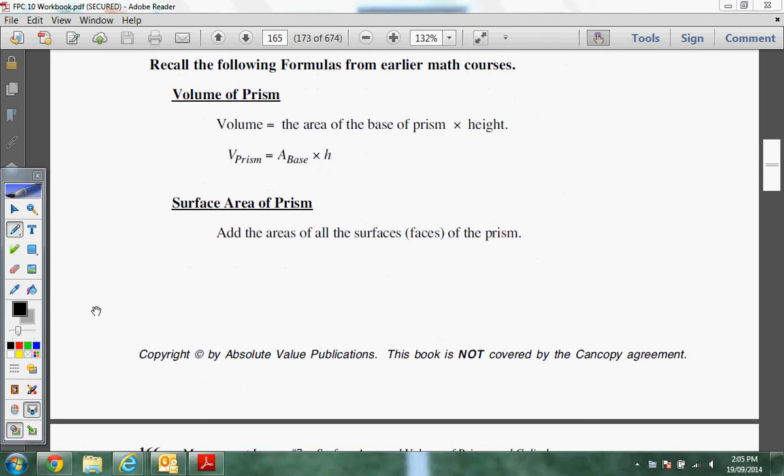The volume of a prism is just the area of the base times the height. It's a very simple thing, but the area of the base can change. So you can talk about your triangles, your rectangles, or your cubes. So that will just help you get through that.